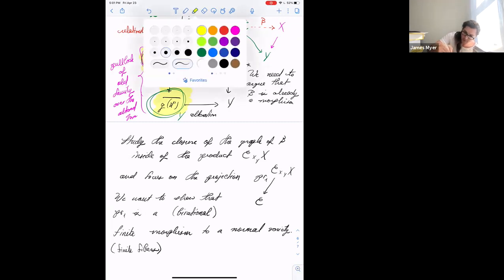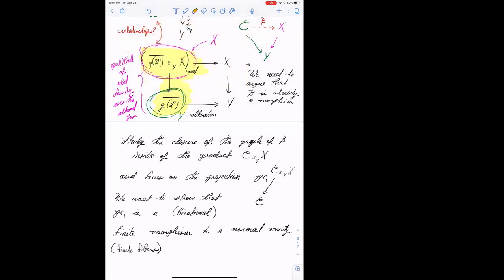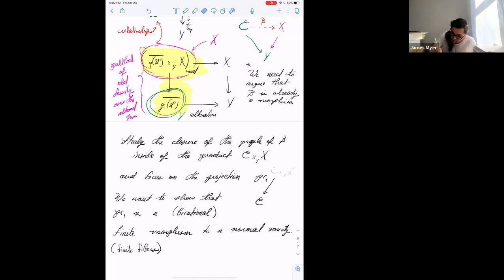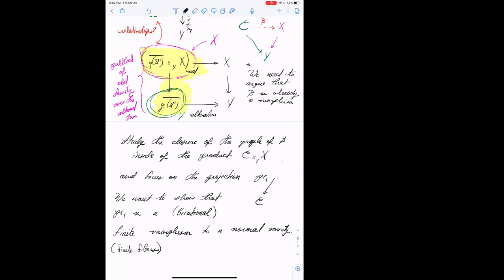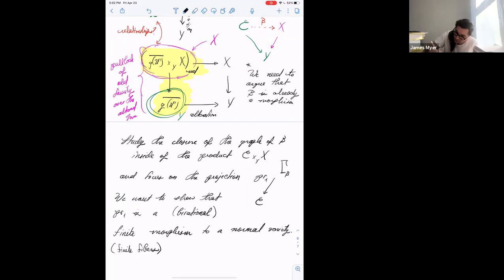Let me just quickly say, I'm not going to get into the details here. Sorry, when you say PR1, you really mean PR1 restricted to the closure of the graph, right? That's what you talked about. Yeah, excuse me. It's supposed to be from the closure of the graph of beta, living in the product. Excuse me. Yeah, thanks.